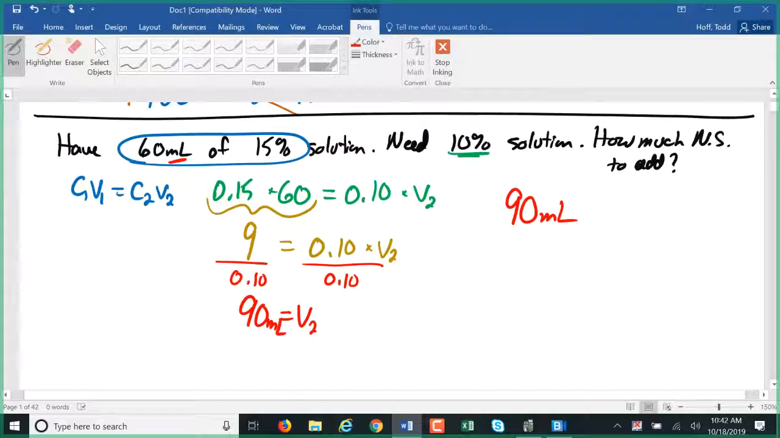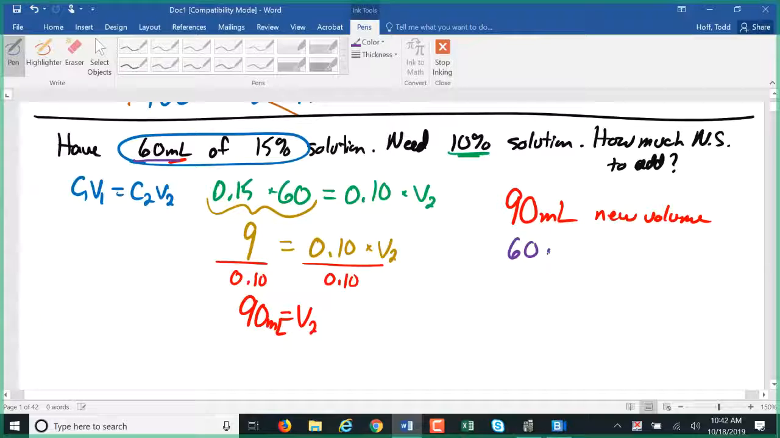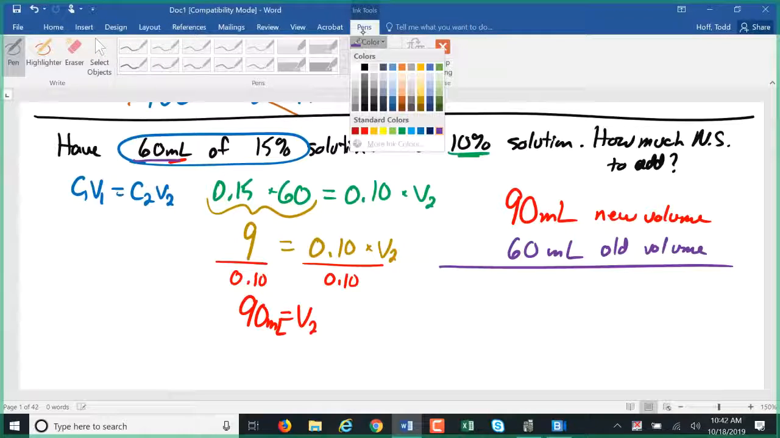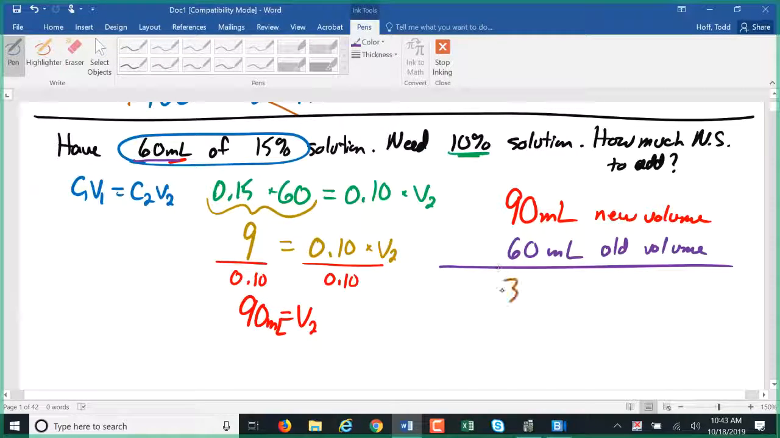We were asked how much saline to add. So we have to subtract from that new volume the 60 milliliters that we already had. We call that the old volume or original volume. That tells us that there's 30 milliliters of added saline.